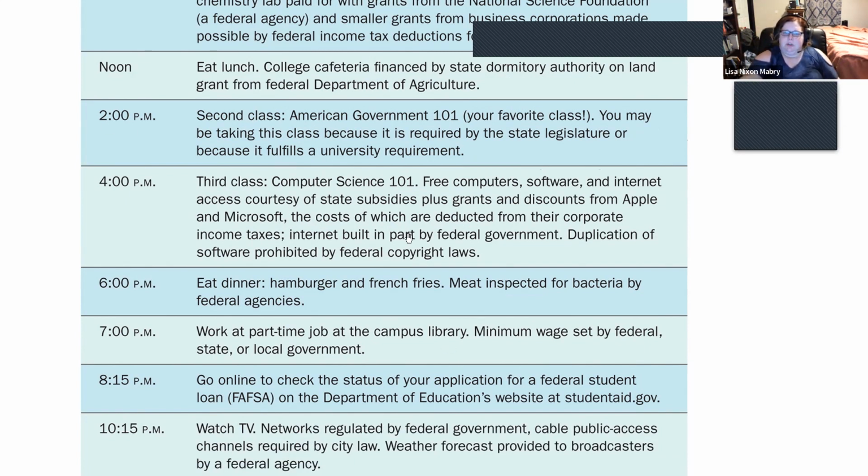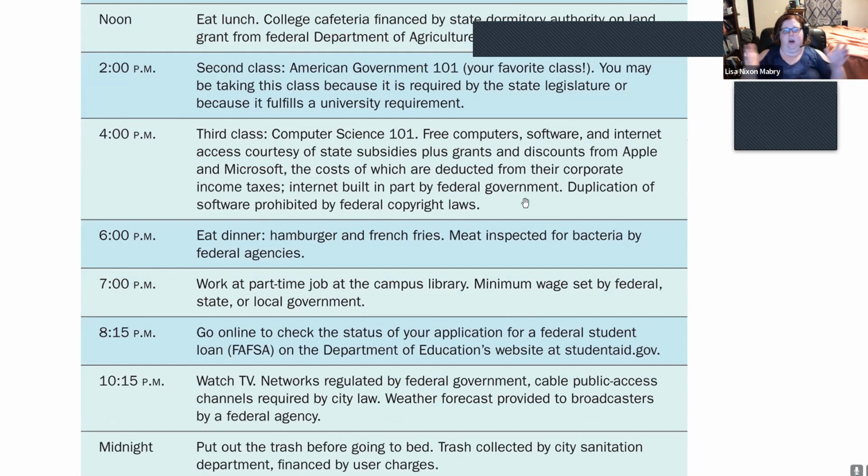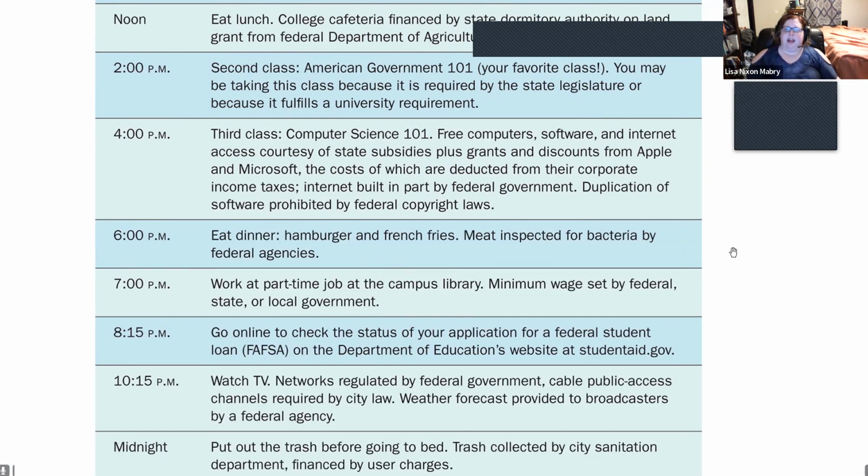Third class, say it's computer science: computer, software, internet, all stuff that comes in through the government. Say you have dinner and you're eating hamburger and fries, the meat's been inspected by federal agencies. Minimum wage, if you have a job, that's set by federal, state, or local government, which a lot of people don't realize. We used to not have a minimum wage. We also didn't used to have 40-hour work weeks and paid leave time and all of that stuff. And that was all negotiated through unions.